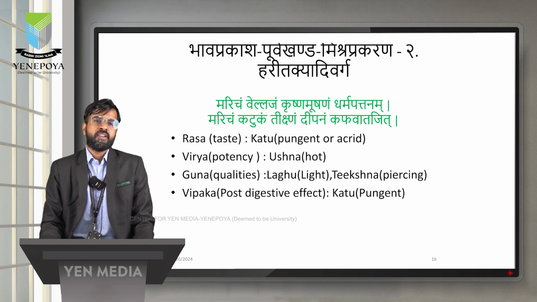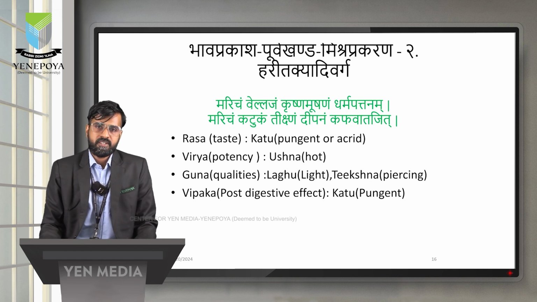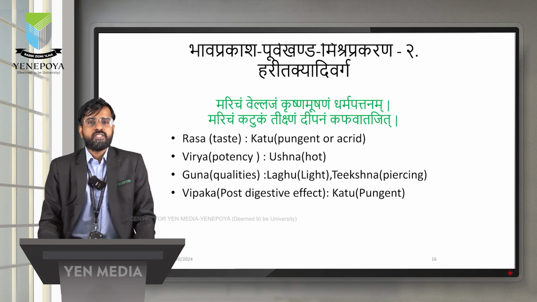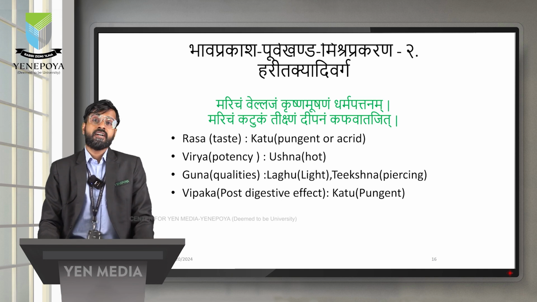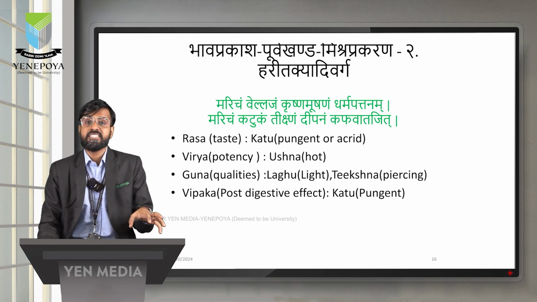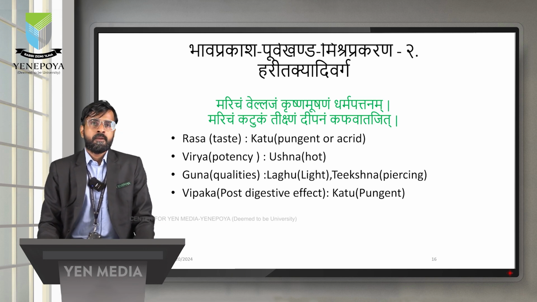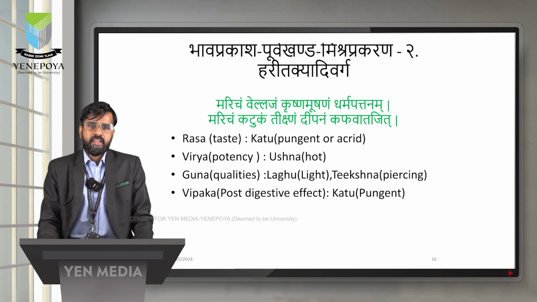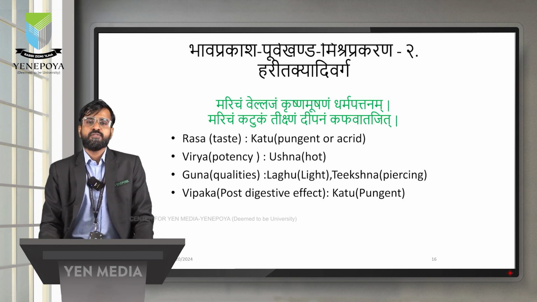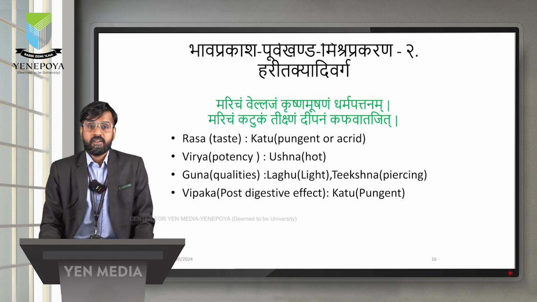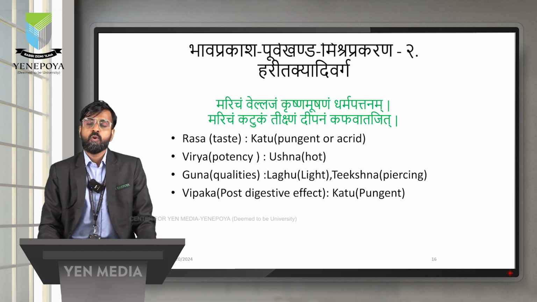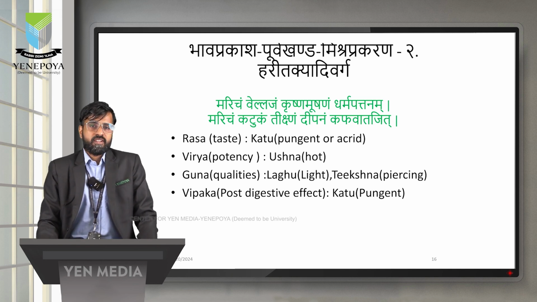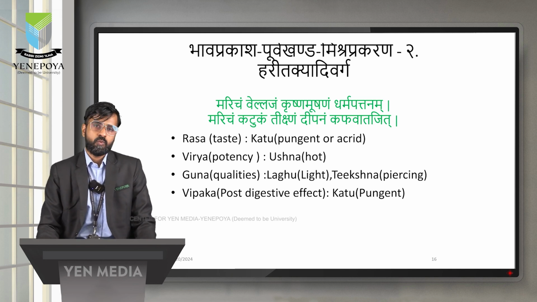If you see the Maricha, the rasa, again repetition, Katurasa only, and the Virya is Ushna. Maricha is more penetrating; Tishna Guna or piercing qualities are more in Maricha. The Virya again is Ushna Virya, and the Guna, Tishna Guna is very important here, and it is Laghu. Laghu as well as Tishna. Laghu in the sense it is light as well as piercing in quality. And the post-digestive effect, the Vipaka, is Katu in nature.